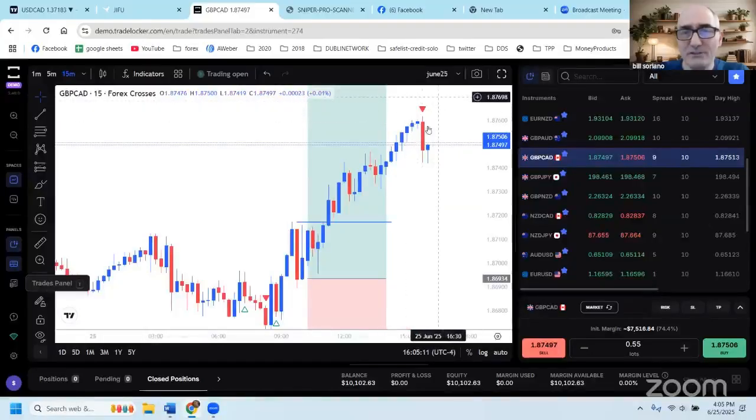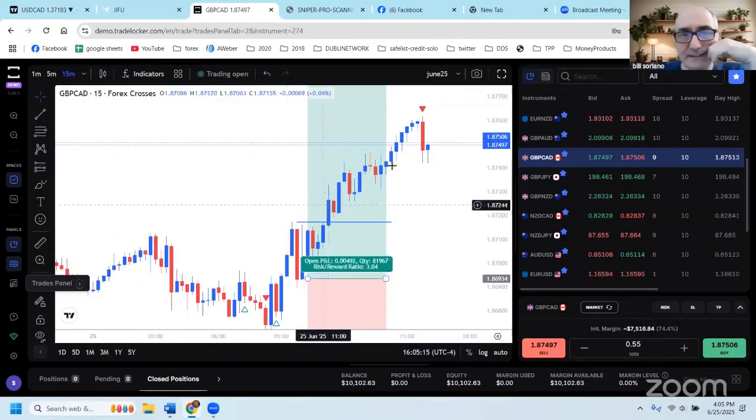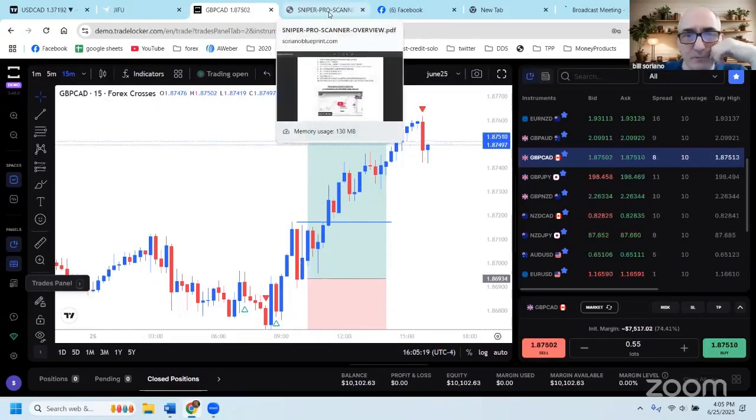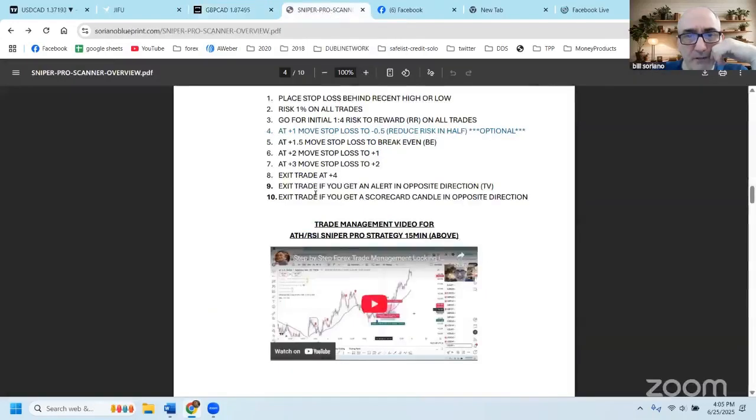Because I wanted to show you what just happened in this trade I had open here with GBP CAD. So one of the trade management rules, if we go over here, is you need to exit the trade if you get a scorecard candle in the opposite direction. Okay, now number 9 is exit trade if you get an alert. This should say a trade idea. This should actually say a confirmed trade idea in the opposite direction. And then exit the trade if you get a scorecard candle in the opposite direction.